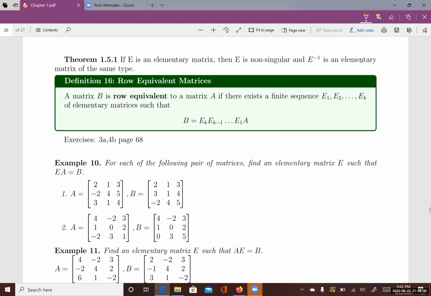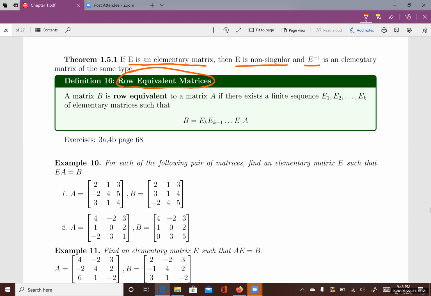Now, we have a theorem saying that if E is an elementary matrix, then E is non-singular. And then since E is non-singular, then E inverse exists and is unique, and also E inverse is an elementary matrix of the same type. So again, an elementary matrix E is non-singular, its inverse exists, and its inverse is also an elementary matrix of the same type, type 1, type 2, and type 3. Then to row equivalent matrices.